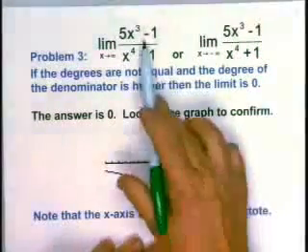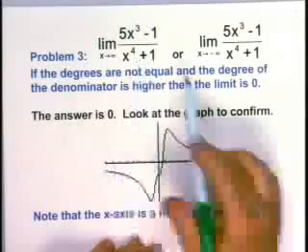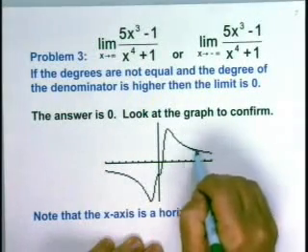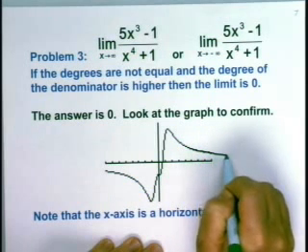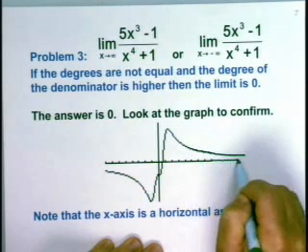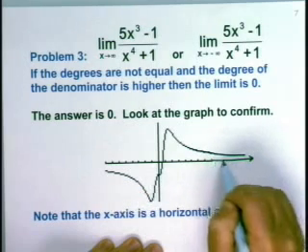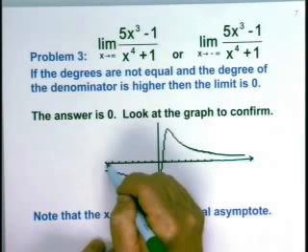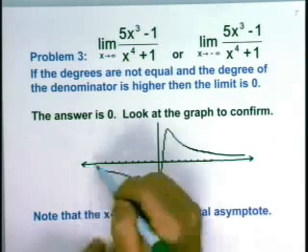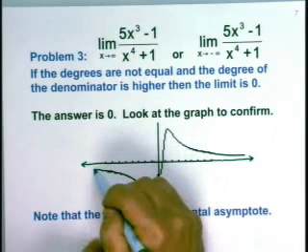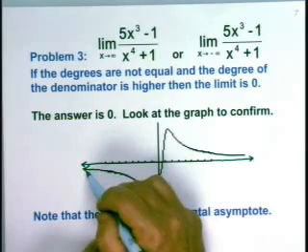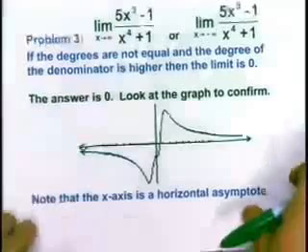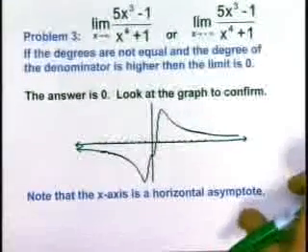This is the graph of (5x cubed - 1) divided by the quantity (x to the 4th + 1). As this curve moves to the right, it's closing in on the x-axis. So the x-axis is a horizontal asymptote. And as x gets infinitely small, moving in a negative direction, the graph again approaches the x-axis from below. So the x-axis is the horizontal asymptote, and the limit is 0.